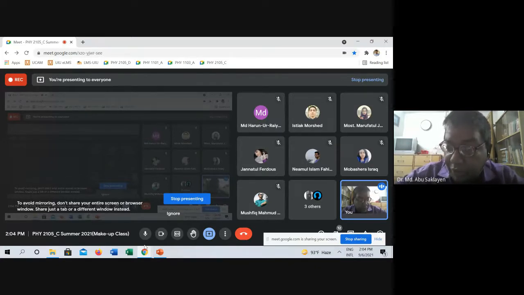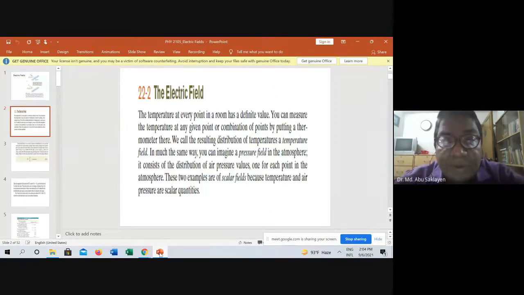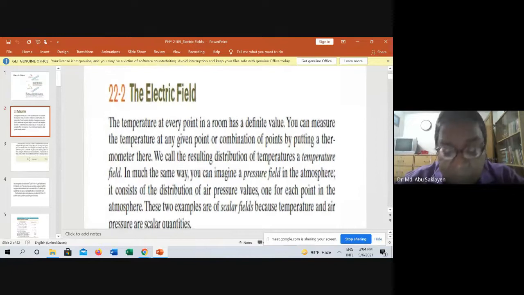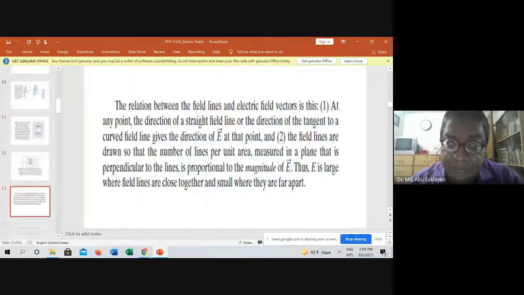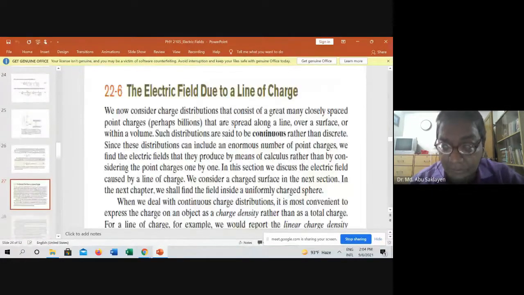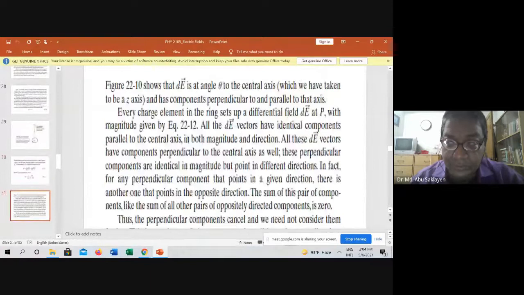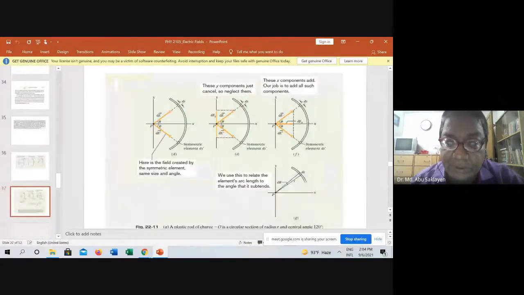Hopefully all of you are fine. So we are continuing. Today I would like to wrap up the electric fields. Today we'll discuss torque on an electric dipole, the electric dipole in an electric field.